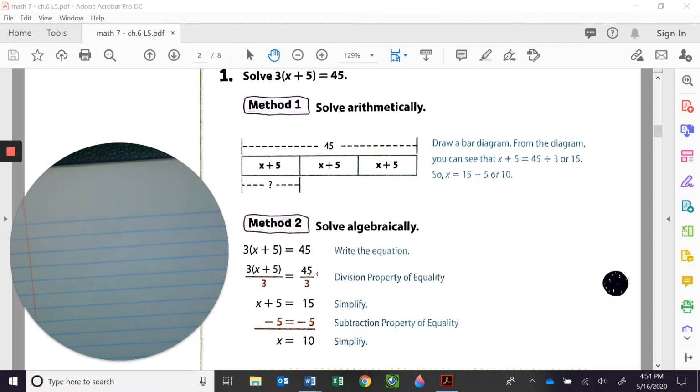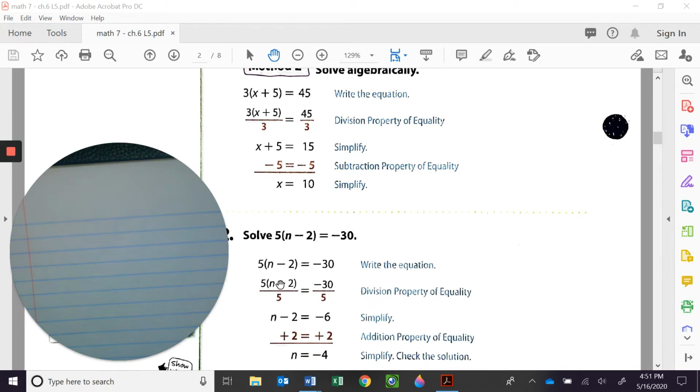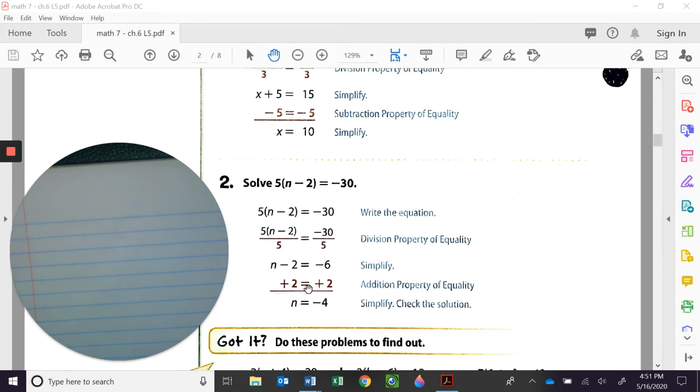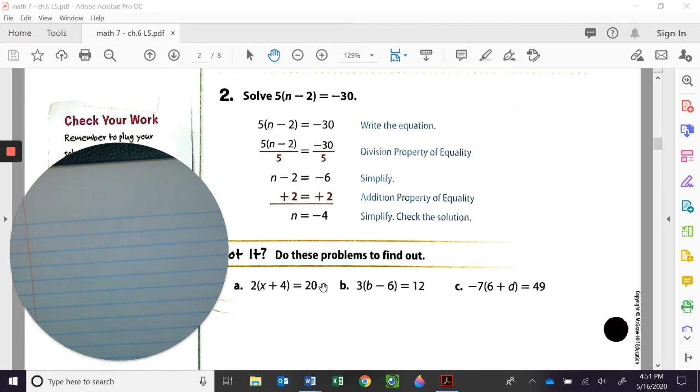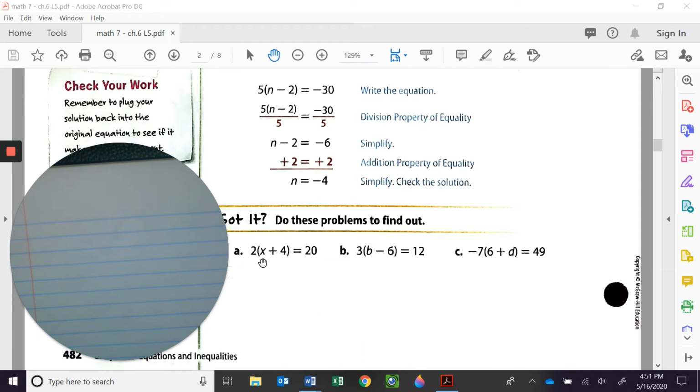Then you can get rid of whatever you need to get your x by itself. So you can see they've divided by 3, then they subtracted the 5. Here they divided by 5, and then they added 2. So anytime you see parentheses, you want to get rid of anything that's affecting the parentheses first.